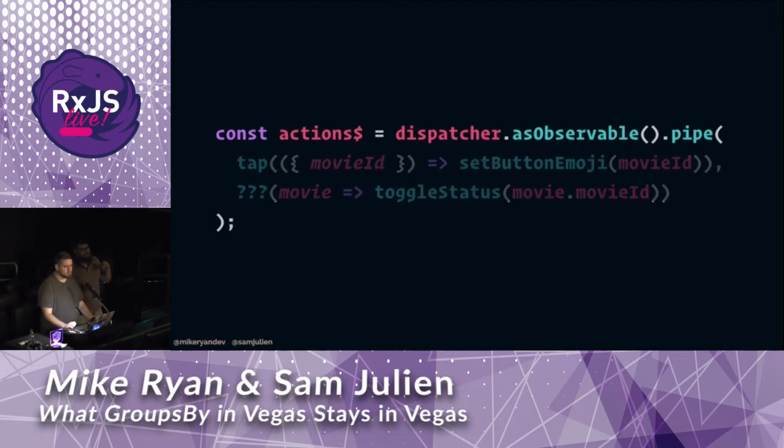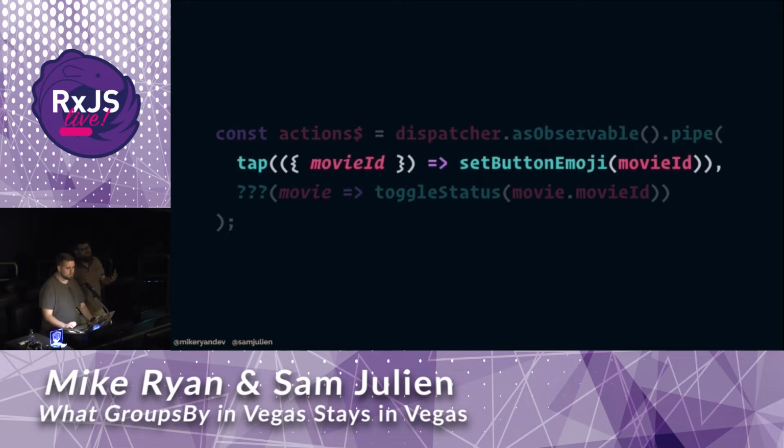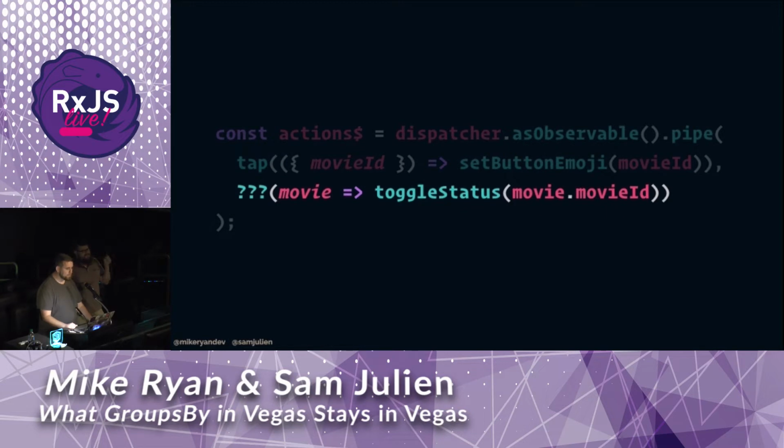We're going to first use our dispatcher as an observable. And then we're going to use something called optimistic UI updating, which is basically a fancy way of saying we're going to set the emoji before we update it on the back end. The tricky part is here. What do we do here in order to call our toggle status endpoint?